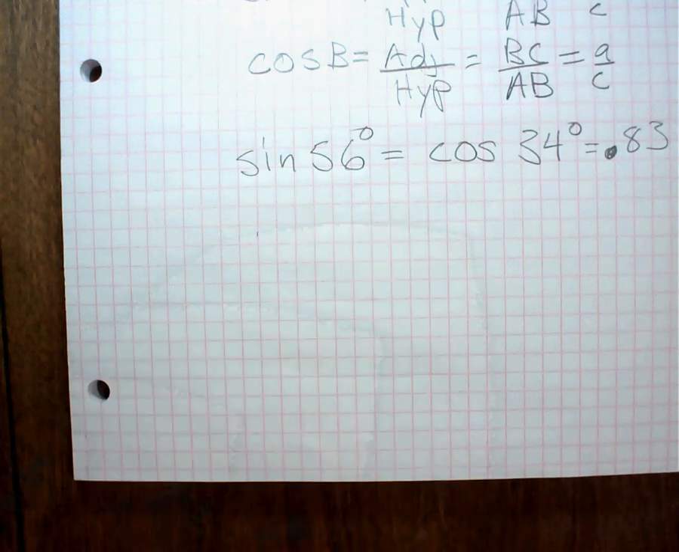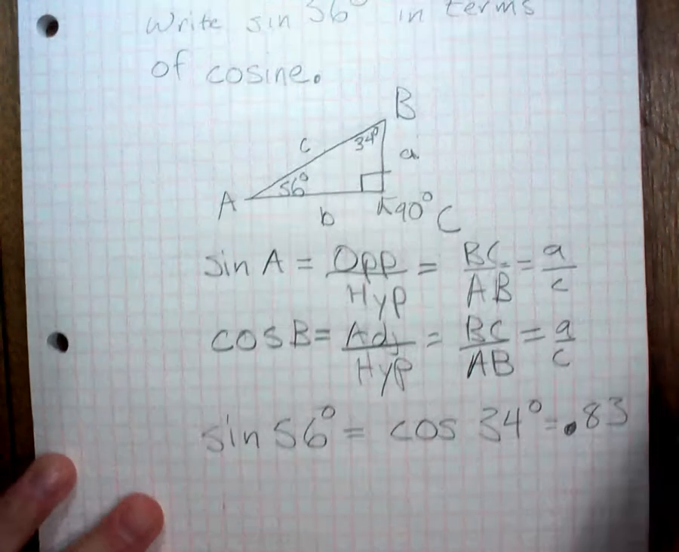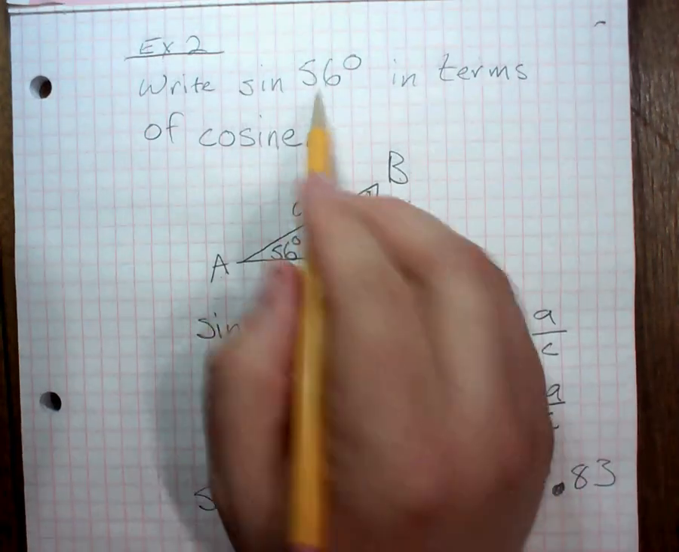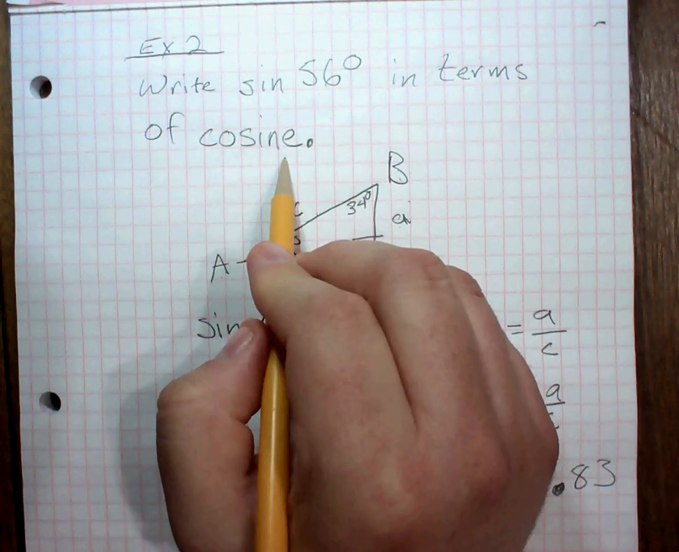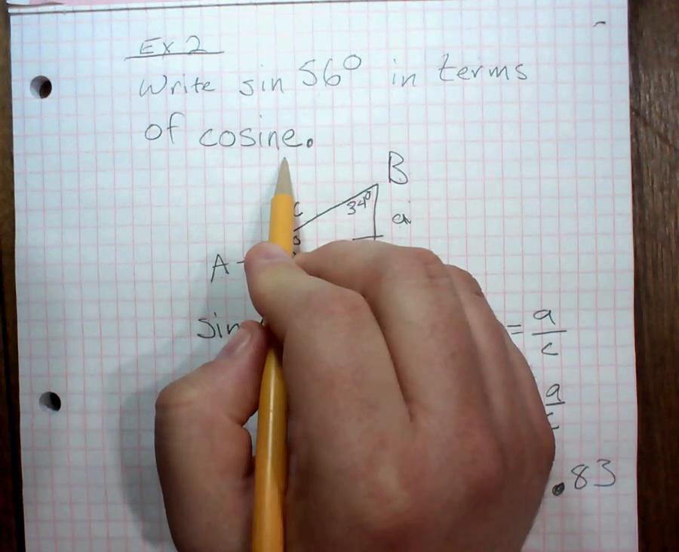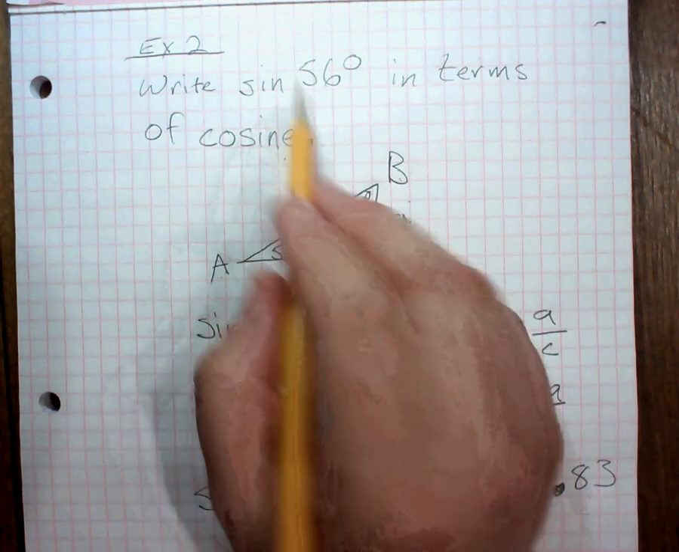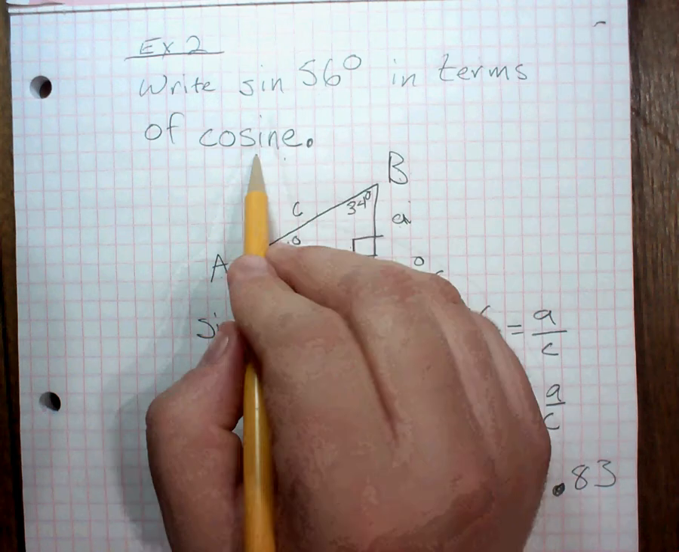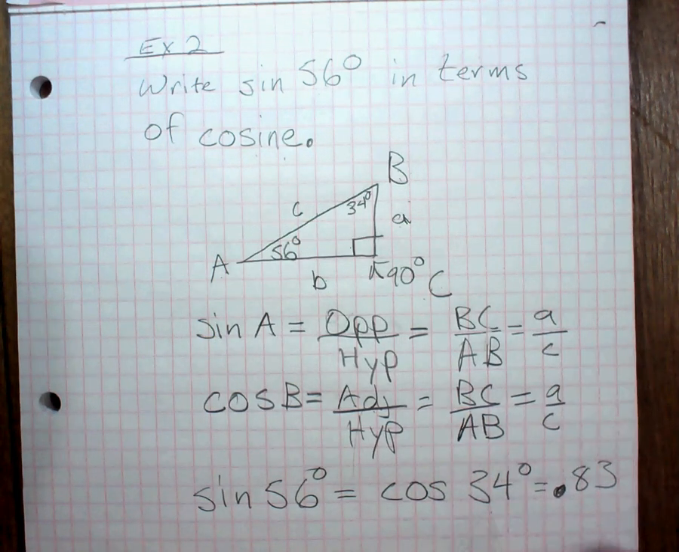So in other words, if I want to take something and write it in terms of the other, we call these cofunctions, and sine and cosine are cofunctions. And so the sine of 56 is the cosine of the complement of 56, which is 34. Does that make sense?